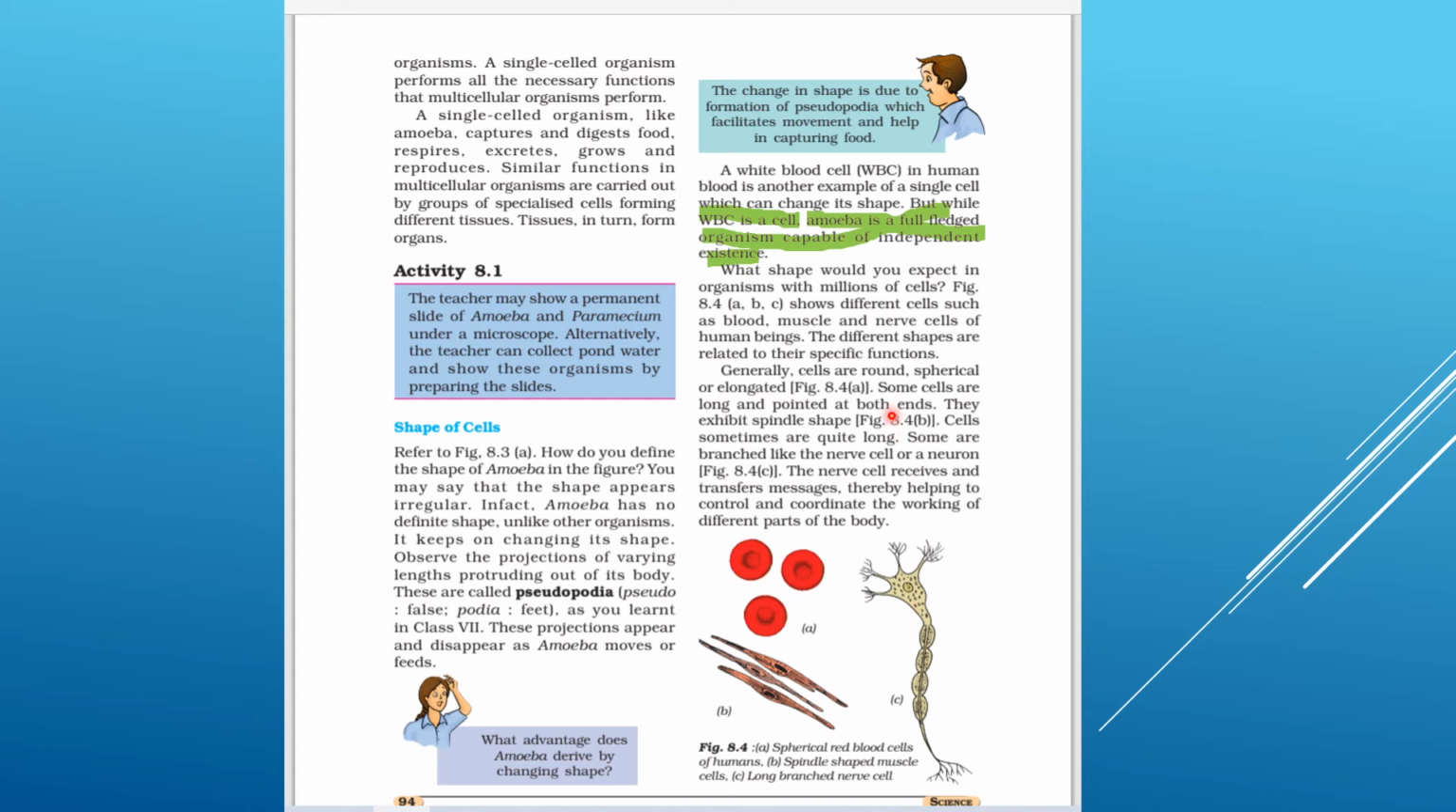Generally, the cells are round, spherical, or elongated. If someone asks you regarding the shape, the shape of cells is round, spherical, and elongated. Some cells are also long and pointed at both ends. Some cells branch, like a nerve cell or neuron. The nerve cell receives and transfers messages, thereby helping in the control and coordination of the working of different parts of the body. So different types of cells have different functions.